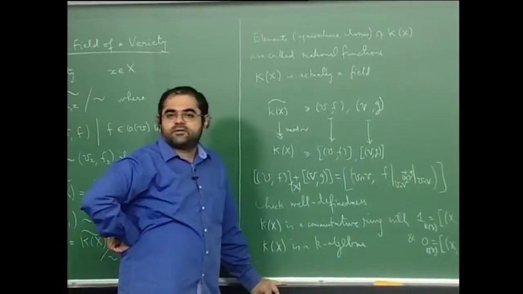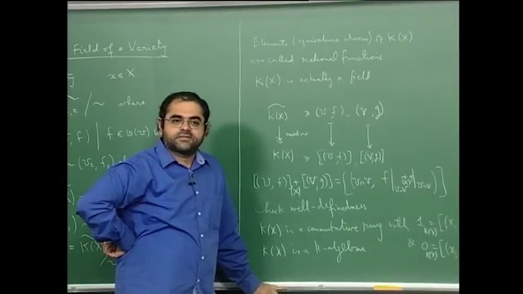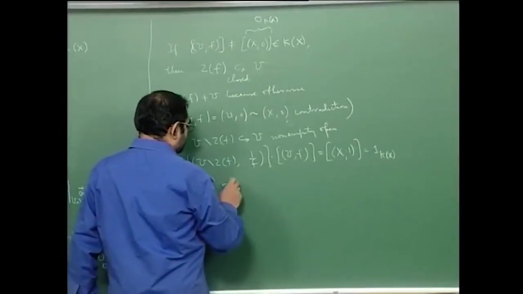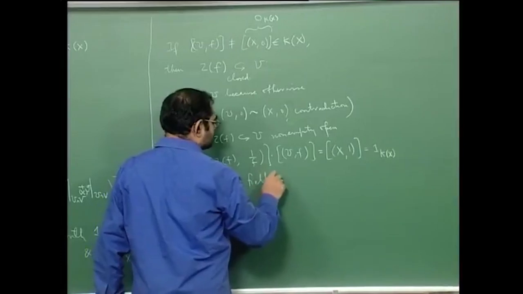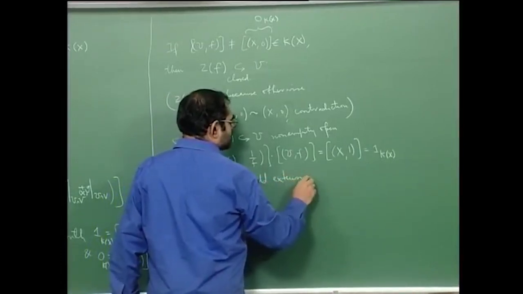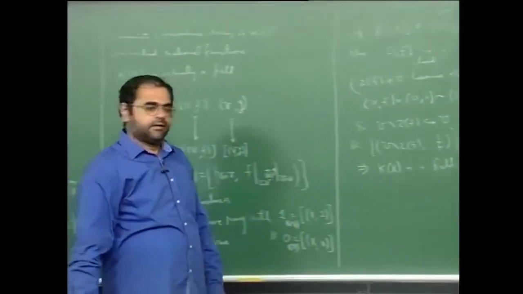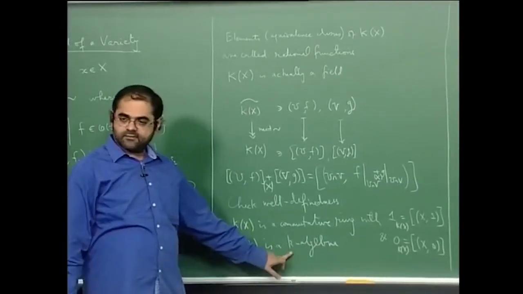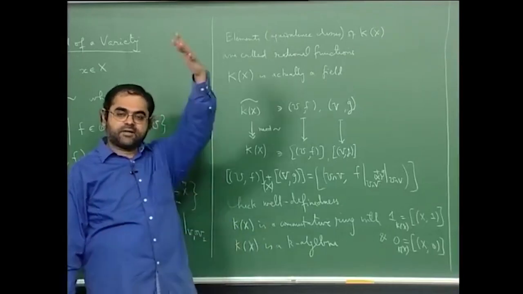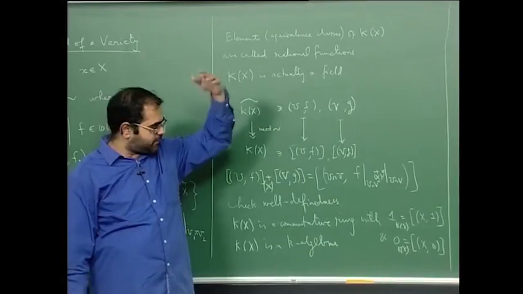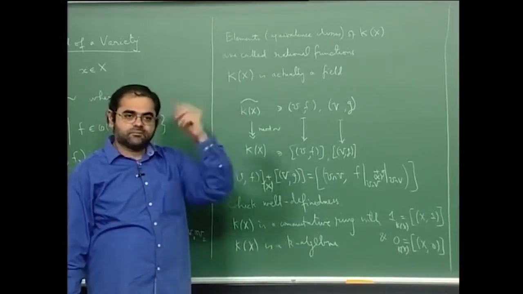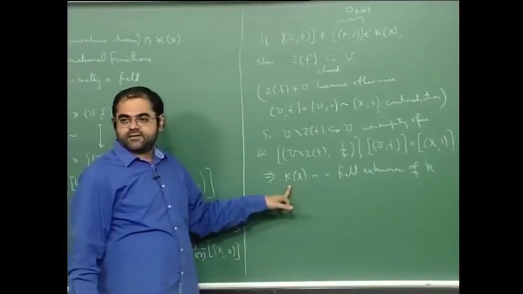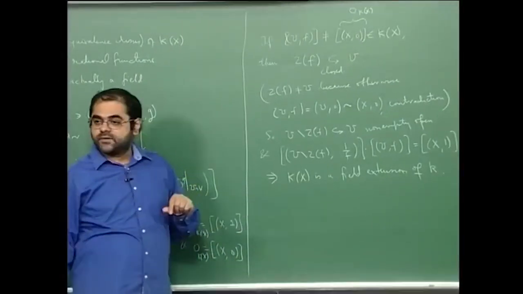So what I have proved is that I have a commutative ring in which every non-zero element is invertible, so it is a field. The moral of the story is that Kx is a field, and it is a field extension of K, because it is a K-algebra. It's an over-ring of K. It contains small k as a subring, and when you have a ring extension and both are fields, it's actually a field extension. The smaller ring k is a field, and the larger one that we have constructed is also a field.